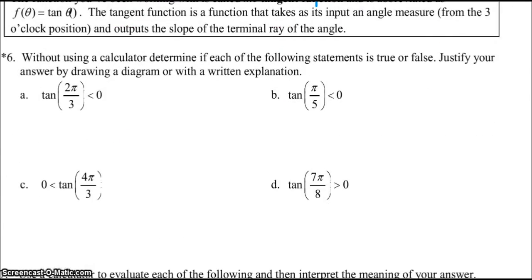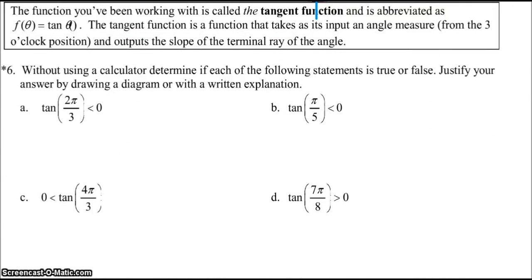The function you've been working with is called the tangent function and is abbreviated as f of theta equals tangent theta. The tangent function is a function that takes as its input an angle measure from the 3 o'clock position and outputs the slope of the terminal ray of the angle. So sine of theta over cosine theta, that's the tangent function, the slope of the terminal rays.